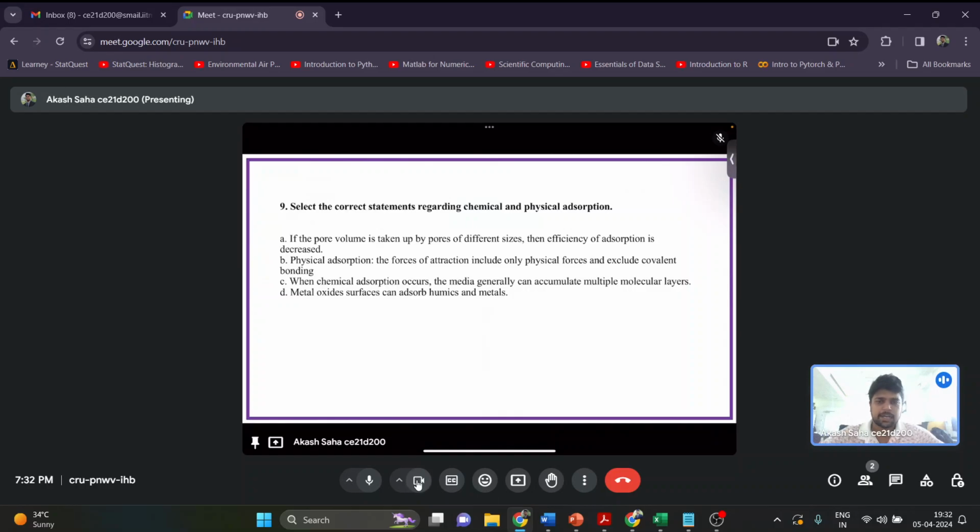So these are my four statements. You have to find which of the following is correct regarding both chemical and physical adsorption. Okay, so please think over it.